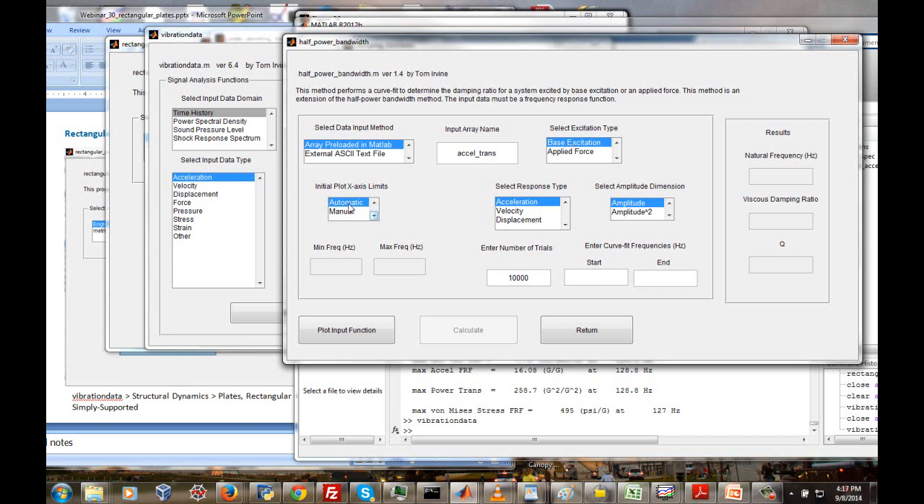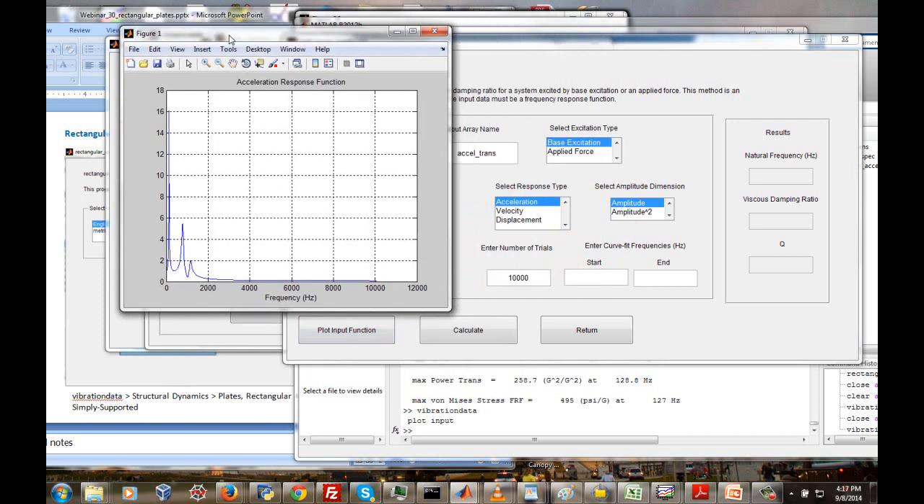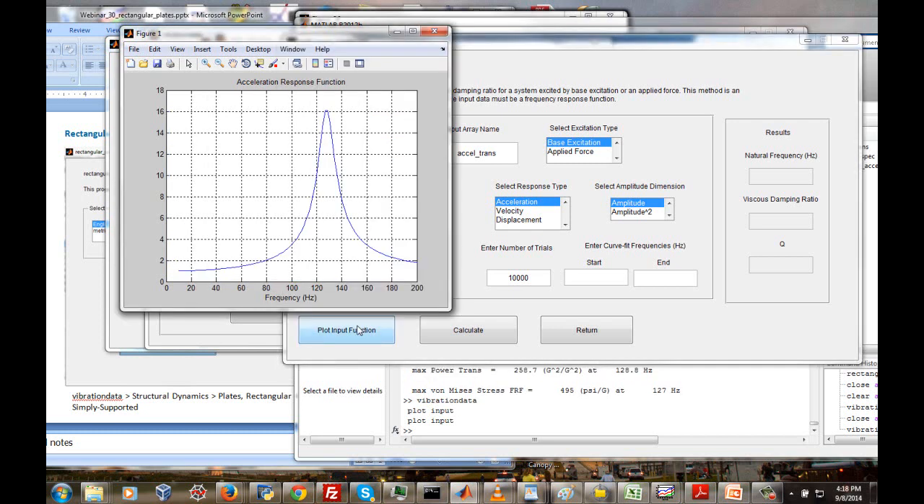Let's just have the plot limits automatic for now. And let's do an acceleration response. And this is amplitude. It's G out over G in. And let's go ahead and plot that input function, which we've seen before. Now, if you don't recognize it, it's because it's a linear plot. And I don't actually have the y-axis unit here, but it is G out divided by G in. Then we have our frequency in hertz. So let's zoom in on the fundamental mode. This is the mode that we want to do the curve fit.